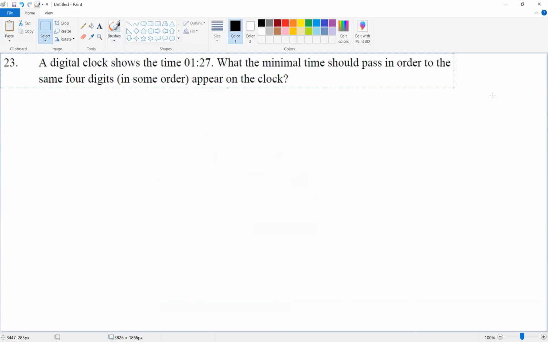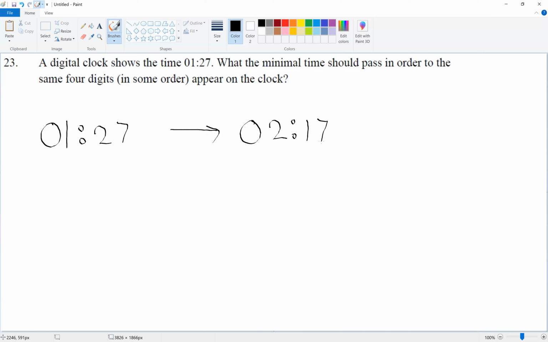All right, 23, Surya. A digital clock shows the time 1:27. What is the minimal time that should pass in order to see the same 4 digits, in some order, appear on the clock? So for this, I got the time to be 2:17. That's the next time it would, and that would take 50 minutes. Yeah, 50 minutes.